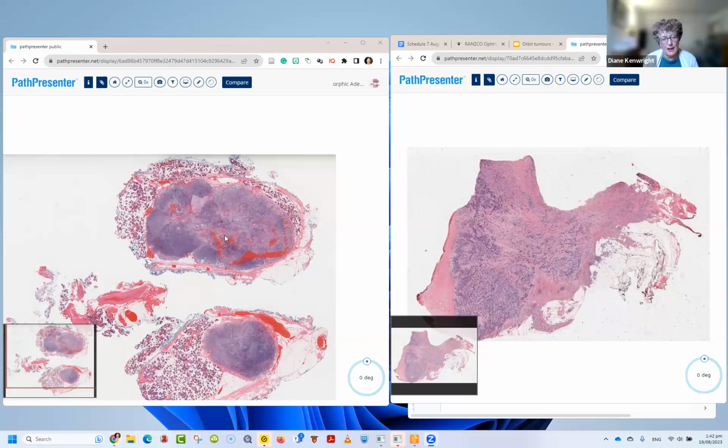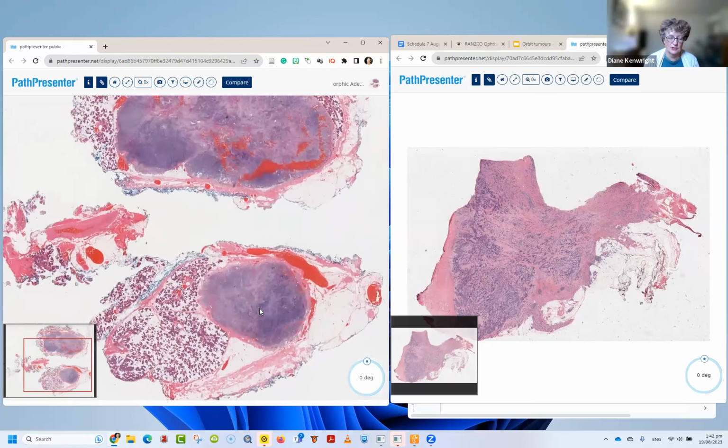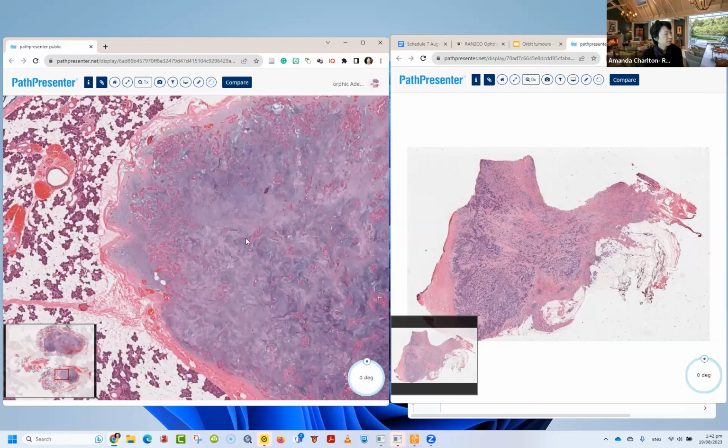Right. So just at low power here, I noticed that on the left-hand side, we've got a very circumscribed tumor in a gland. And then on the right-hand side, we've got a very infiltrative tumor. I wonder if you can go perhaps down to the smaller nodule in the left-hand one, which I think is going to be a pleomorphic adenoma because of its circumscription. Circumscribed, very blue looking, isn't it?